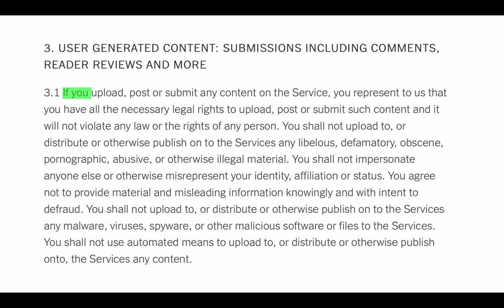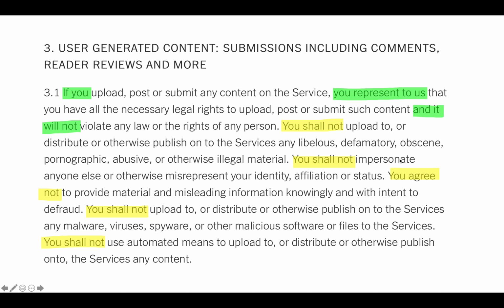I like the way that they set up this sentence. If you blank, blank, blank, you represent to us. And that is very useful in a lease agreement as well. You could say, if tenant elects to pay rent, dot, dot, dot, landlord shall. And so you can use that sentence construction in a lot of different ways. And then, let's go through quickly again. You'll see all these different ways in which it repeats the words, you shall not.